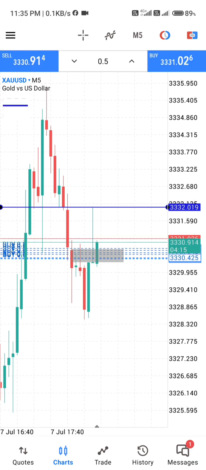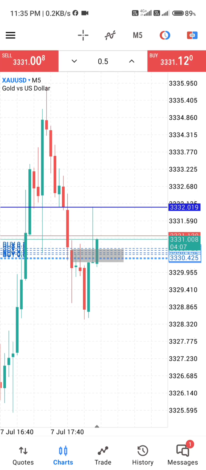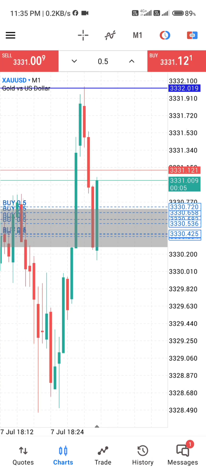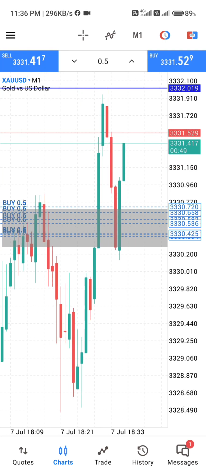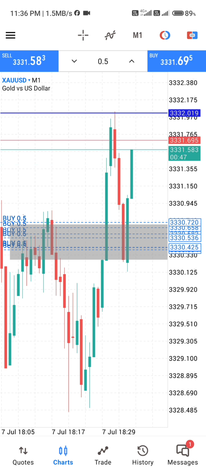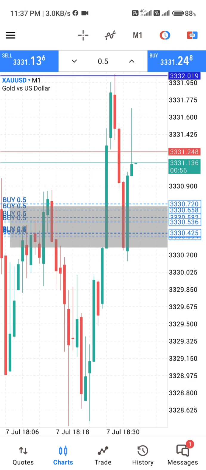I always told in the Telegram group that's our target profit area. When price reaches there, we can close our trade because price can reverse from there. There is a supply zone, so that's, we can say, a roadblock, basically setup against setup. So we have marked our TP zone. When price reaches there, we can close it.